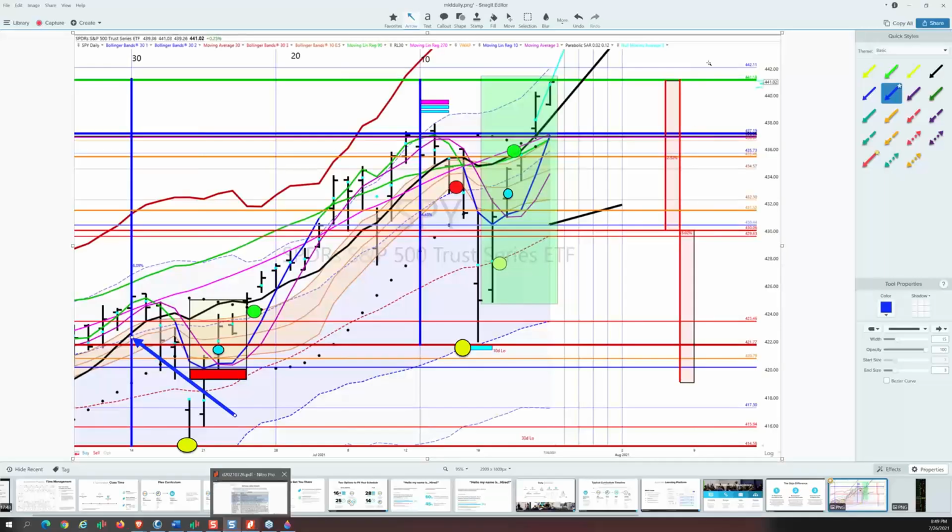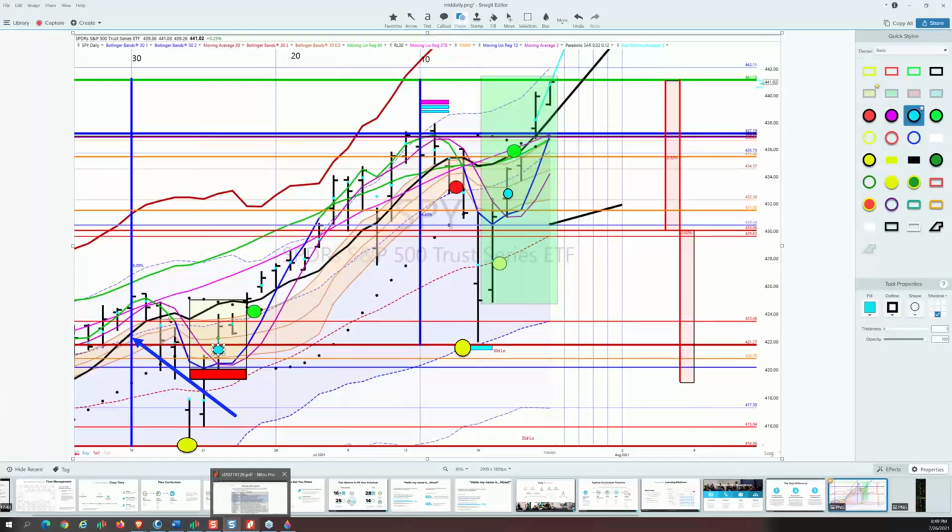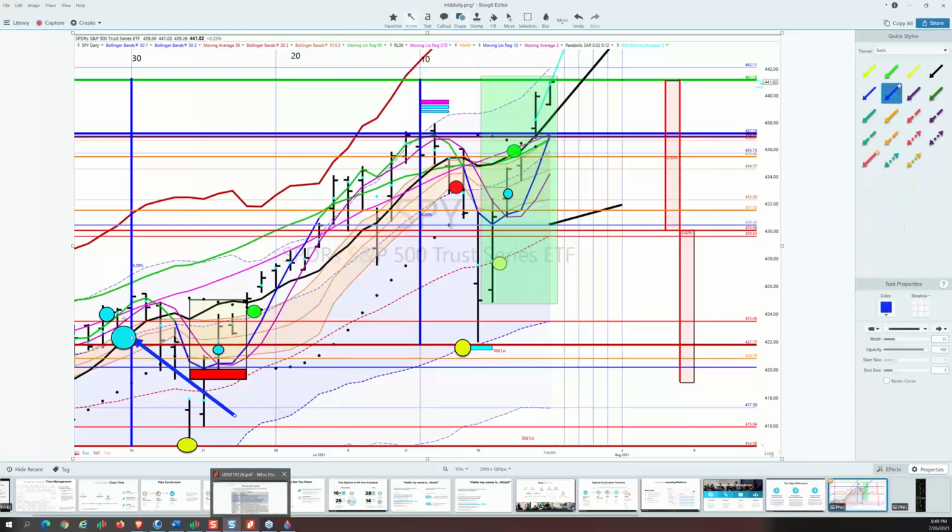Okay, so let's take a look at where the trending behavior occurred. Here's where, at this big blue dot, the RL10 and the price and the RL30 have all left the river. We can say that's the big, whoops, right there. That is the beginning of trending behavior.